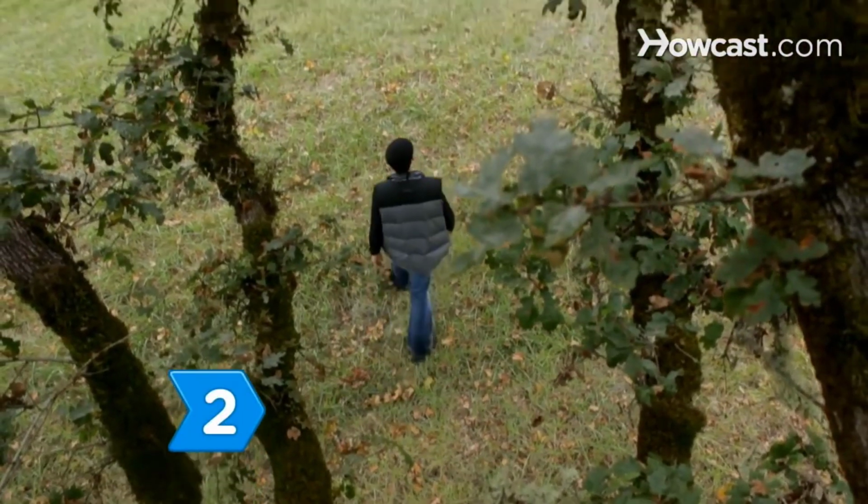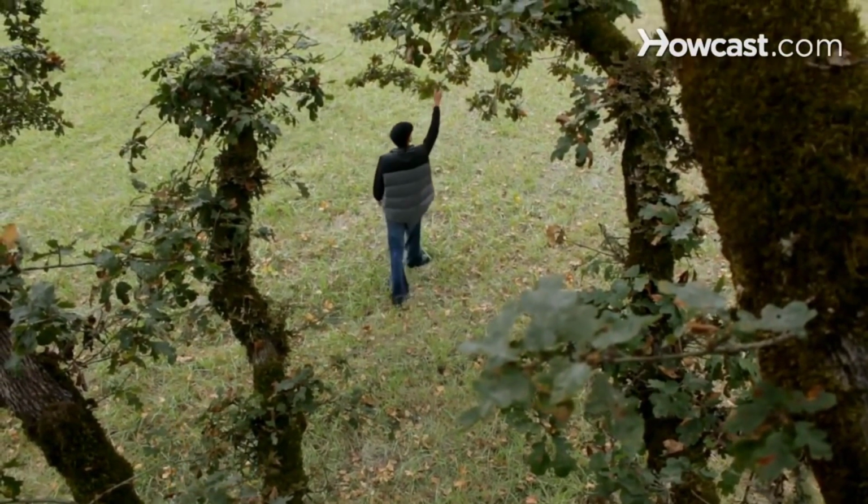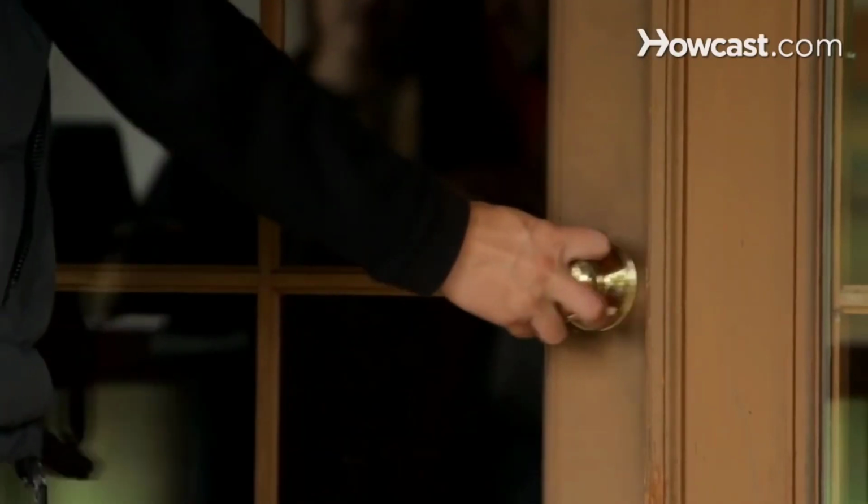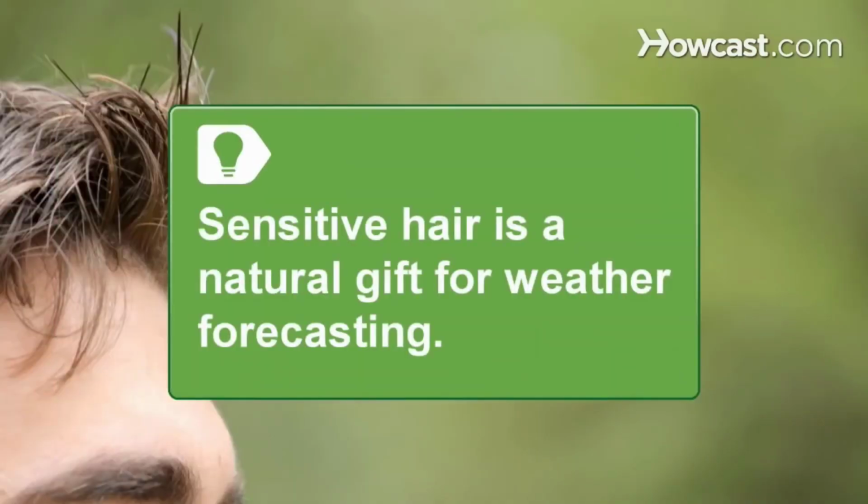Step 2. Look for signs of increasing humidity in curling leaves on trees and in front doors that stick due to swelling of the wood. If your hair is sensitive to changes in humidity, you have the natural gift of weather forecasting.